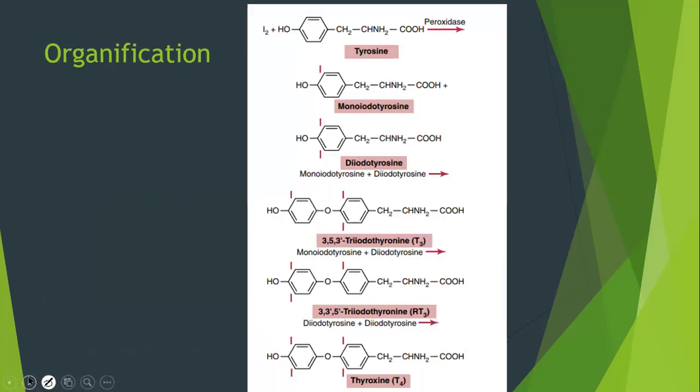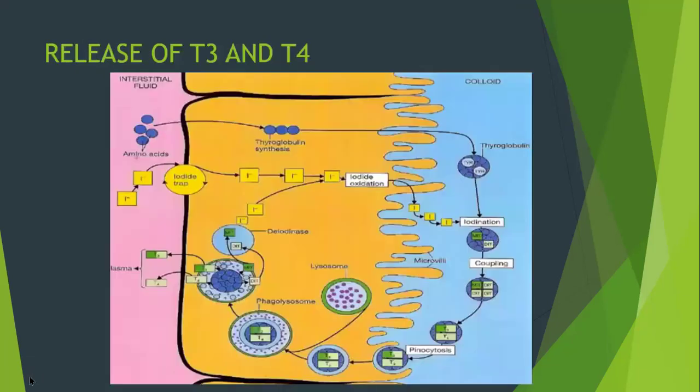But before we go to what I wanted to explain, we have this organification, just basically a review. You can see that we have mono plus mono forming tri, but again, mono plus di can form reverse, but di plus di can form thyroxine, which is quite important. Now, this is what I wanted to talk about, the release of T3.